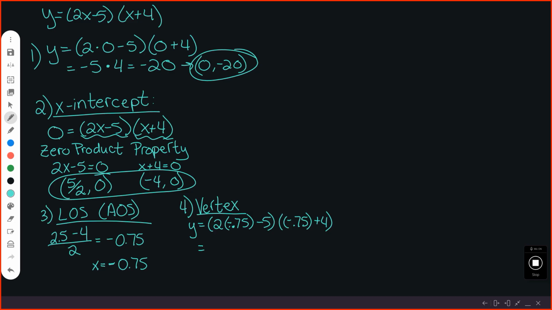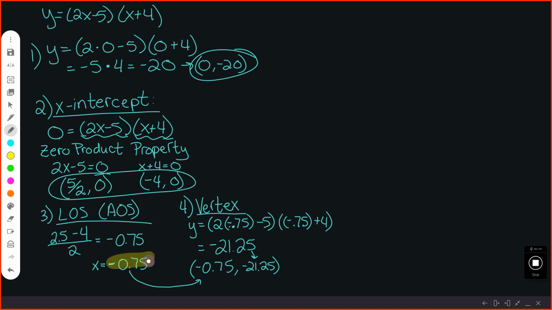So if I put all this in my calculator, I end up getting negative 21.25. So my vertex is this value for x and this value for y. Okay, so now I have everything I need, yeah? And so I'm just gonna highlight a couple of things.